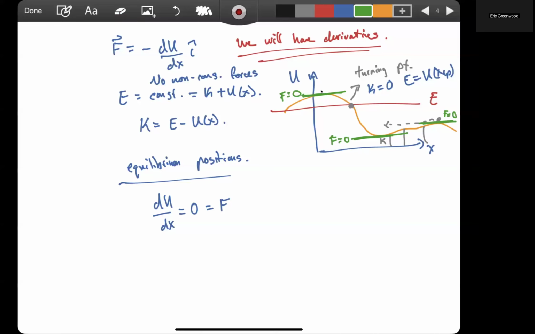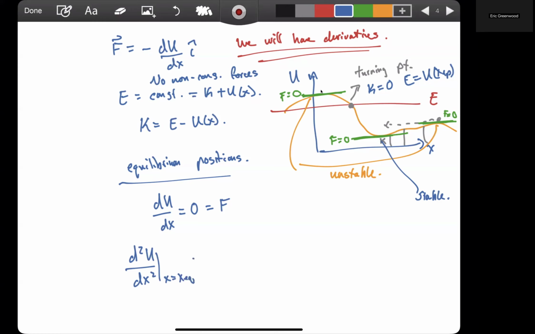Now, the difference between each one is whether I have an unstable equilibrium, which is what this one and this one are, versus this one here, which is then a stable equilibrium. So what determines that is the second derivative test. If my second derivative at the equilibrium position is positive, this is what we call a stable equilibrium. And if our second derivative at the equilibrium position is negative, then this is an unstable equilibrium.